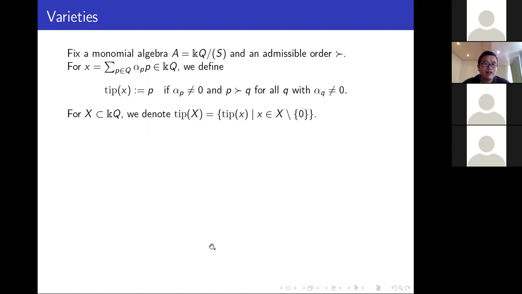If I have an element X in the path algebra KQ, we define the tip of X as the path appearing in X which is maximal with respect to this order. And then in general, if we have a subset of KQ, we denote the tips of the subset in this way: we look at all the tips of X, for the elements X in the subset except 0.